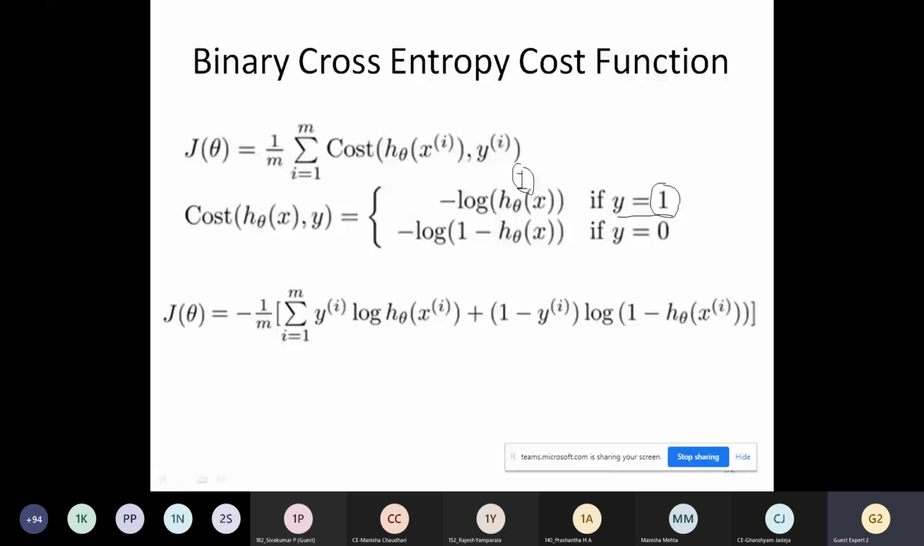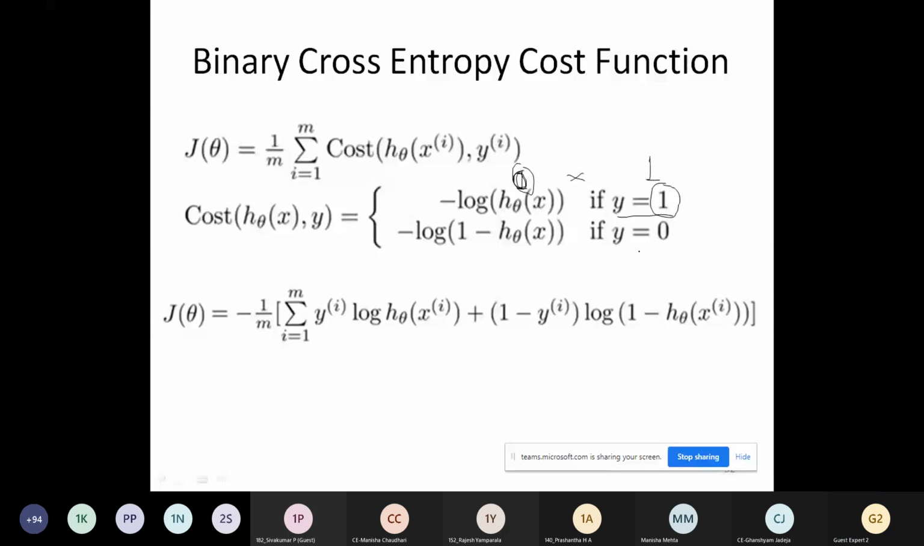But if my correct value is 1 and I have predicted 0, then the cost is minus log 0, which is an infinite positive number. That means the cost is very large if I have wrongly classified, if I have misclassified.